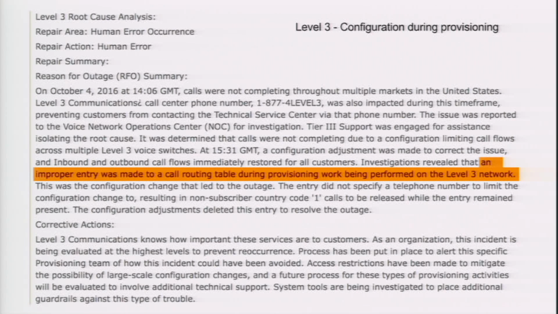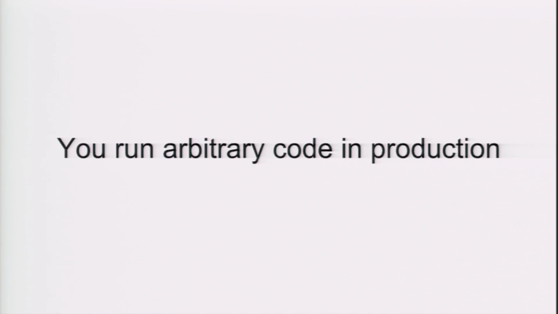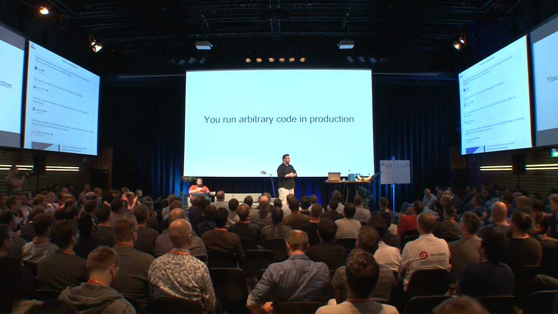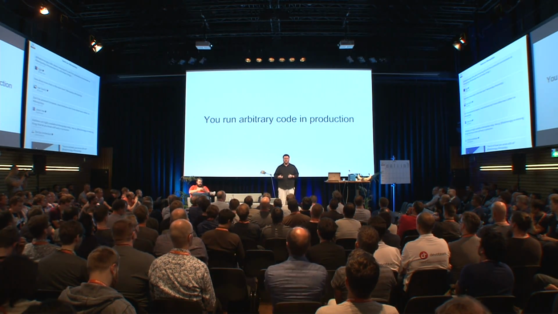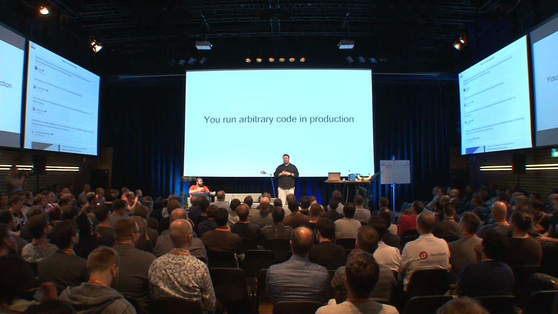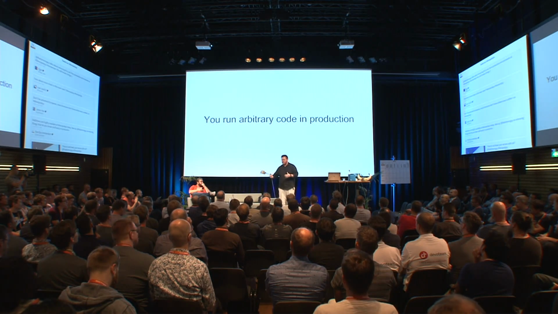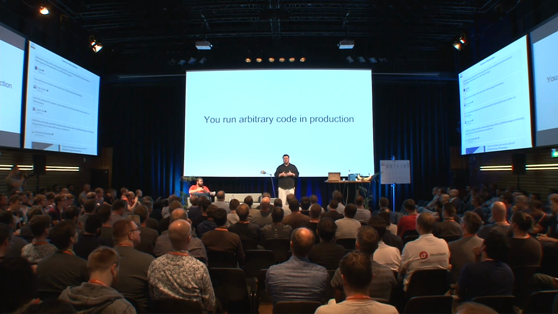Why do these things happen over and over and over again? And the answer is because basically you run arbitrary code in production. We all run arbitrary code in production, in the sense that we make changes unilaterally through these interfaces that can roll through and impact our production environments and our customers. Whether that be through some kind of command line interface or some other GUI that you use, essentially we all do this.